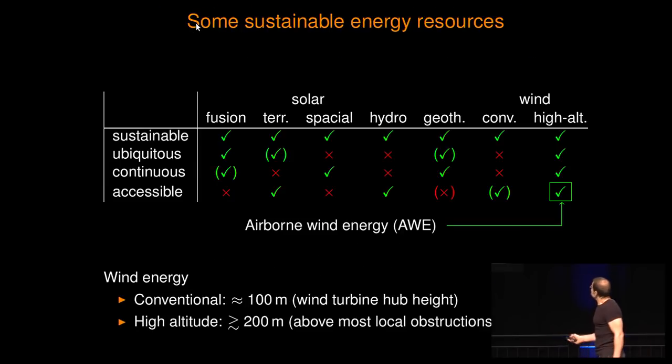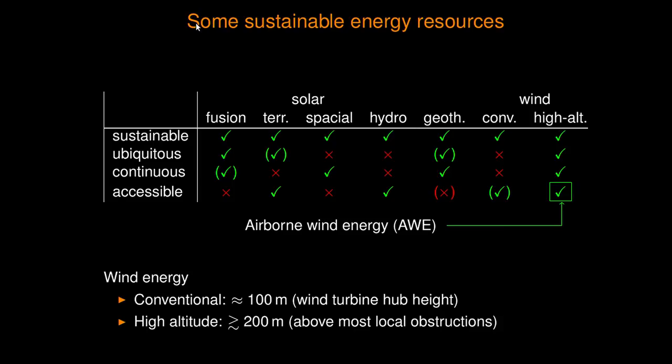So this is the plot again from before. I have now a little bit motivated why the source is ubiquitous and continuous. Now the question is, is it accessible, and how is it accessible? And this is the technological part, which is called airborne wind energy. So how do we access these high altitude winds?